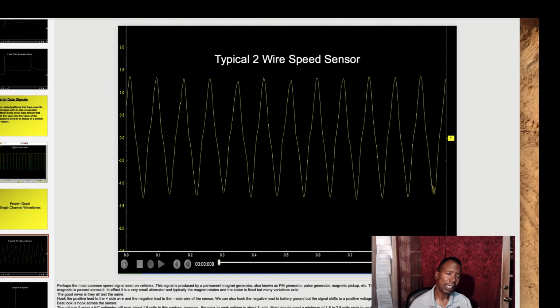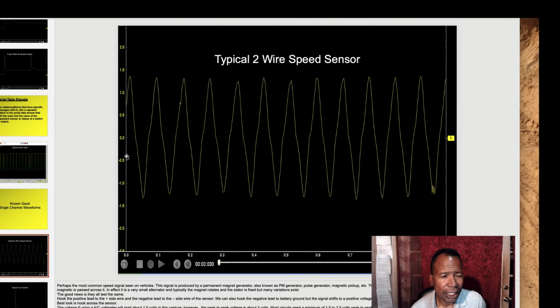Now you can hook the lab scope to the positive and negative wires of the sensor. You get a signal like this. You can also take the negative lead and hook it up to the ground of the battery, because sometimes it's hard to hook up the 2 wires to the sensor. So you can take the negative lead and hook it up right to the battery. What happens is it will shift up a little bit, but it'll still be a pulsating signal.